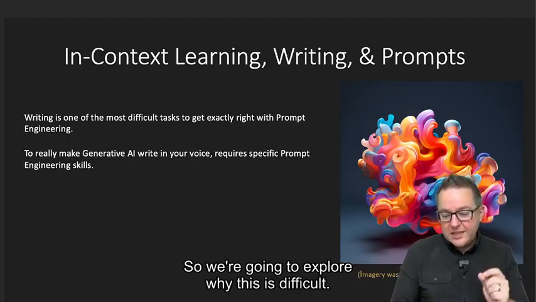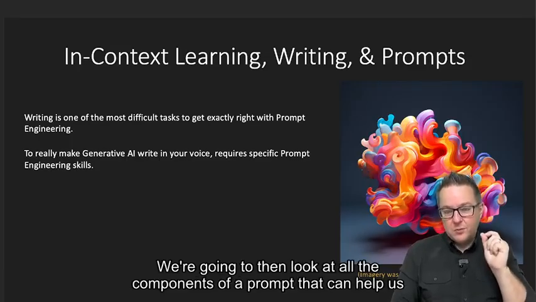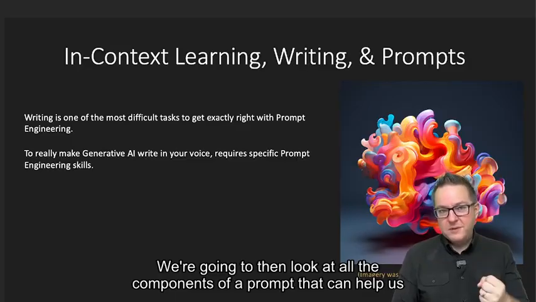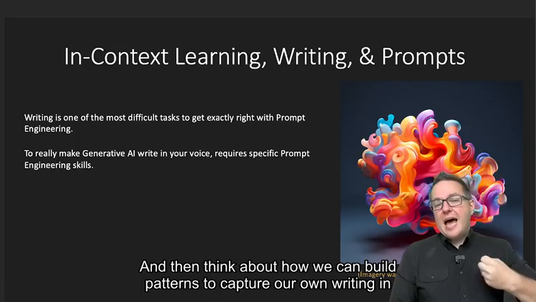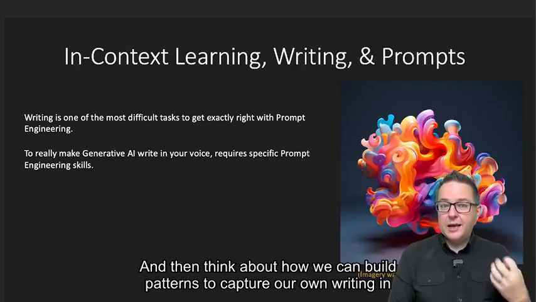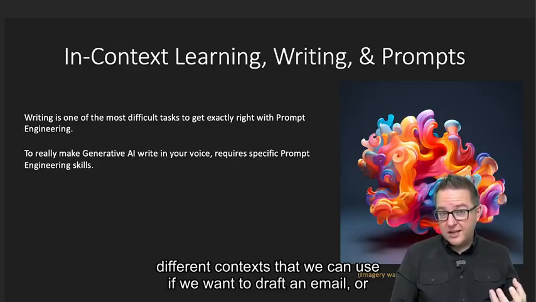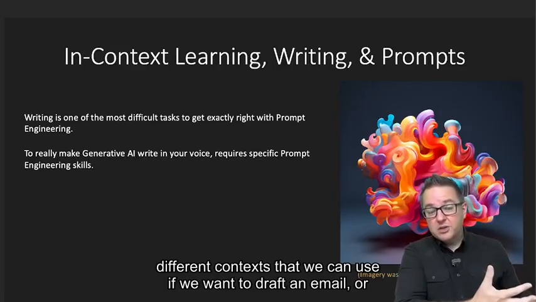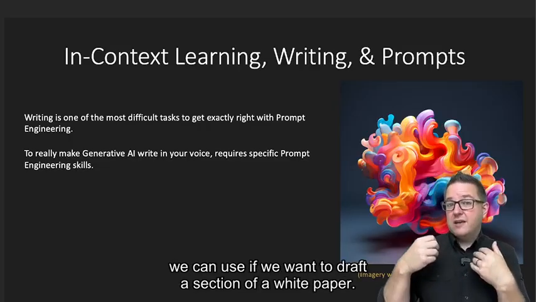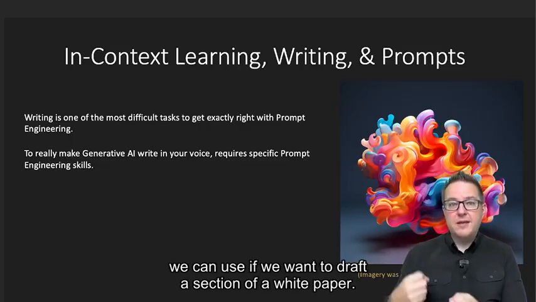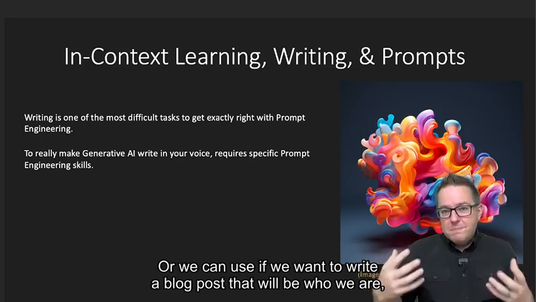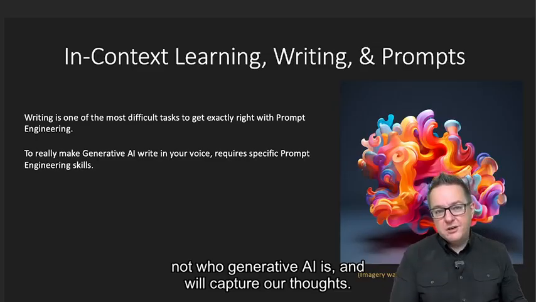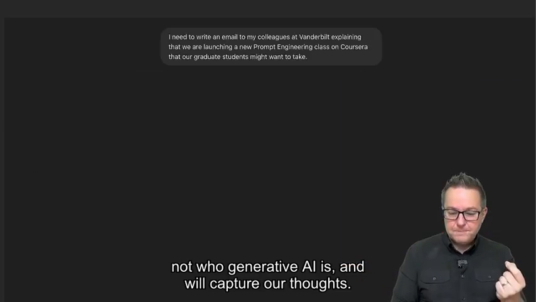So we're going to explore why this is difficult. We're going to then look at all the components of a prompt that can help us take control of the voice of writing, and then think about how we can build patterns to capture our own writing in different contexts that we can use if we want to draft an email, or a section of a white paper, or a blog post that will be who we are, not who generative AI is, and will capture our thoughts.